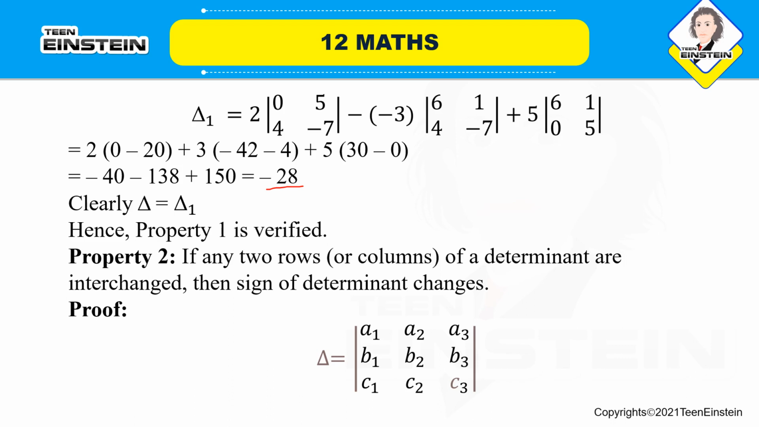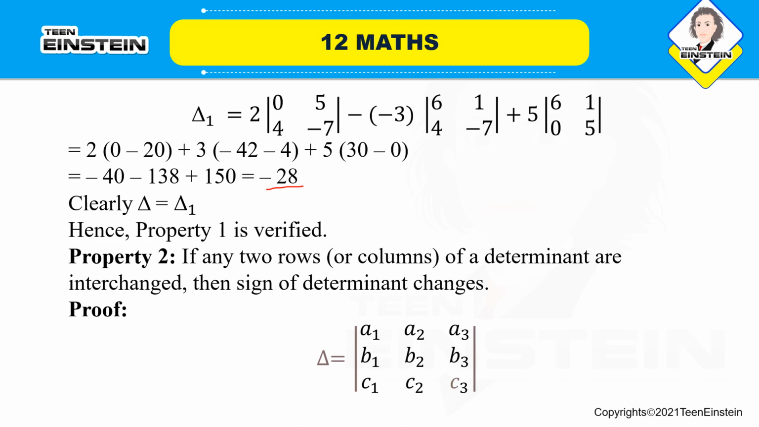Next, property 2 is: if any two rows or columns of a determinant are interchanged, then the sign of the determinant changes. What does it mean? If you interchange the rows and columns, not all the rows, any two rows, or any two columns of the given determinant, then there will be a change in the sign. That is the meaning of this property.